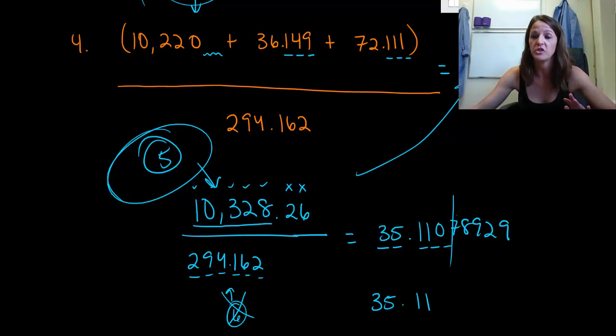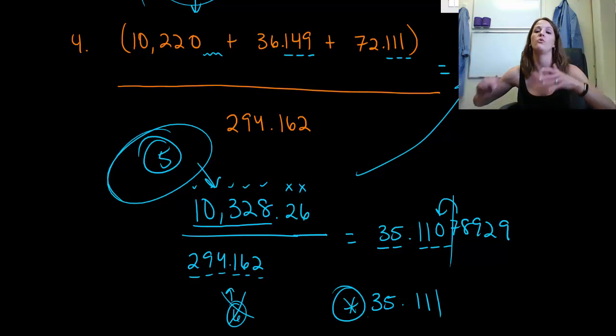Now stop. You have to look at this number. This is a 7. 7 is higher than 5, so that means we have to round that number up, so that becomes a 1. So our final answer for this one is 35.111. Whew, that was a long problem.